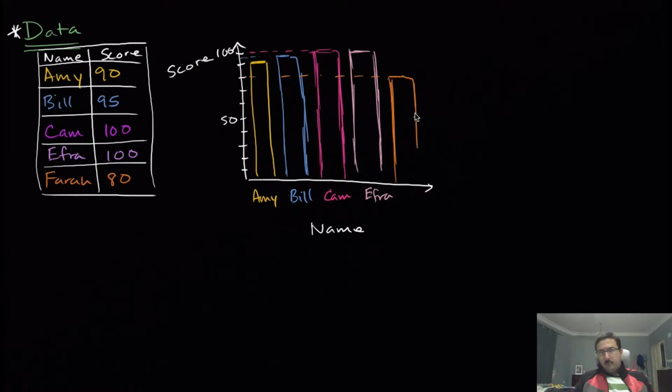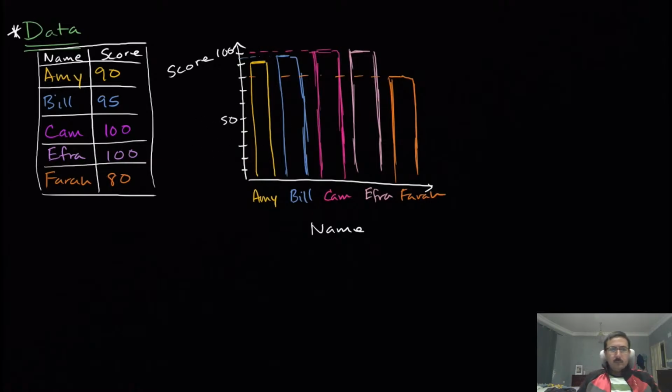So this is another way of representing the data. And here we see it in visual form, but it has the same information. You can look up someone's name and then figure out their score. Amy scored a 90. Bill scored a 95. Cam scored 100. Efra also scored 100. Farah scored an 80. And there's even other ways you can have some of this information.